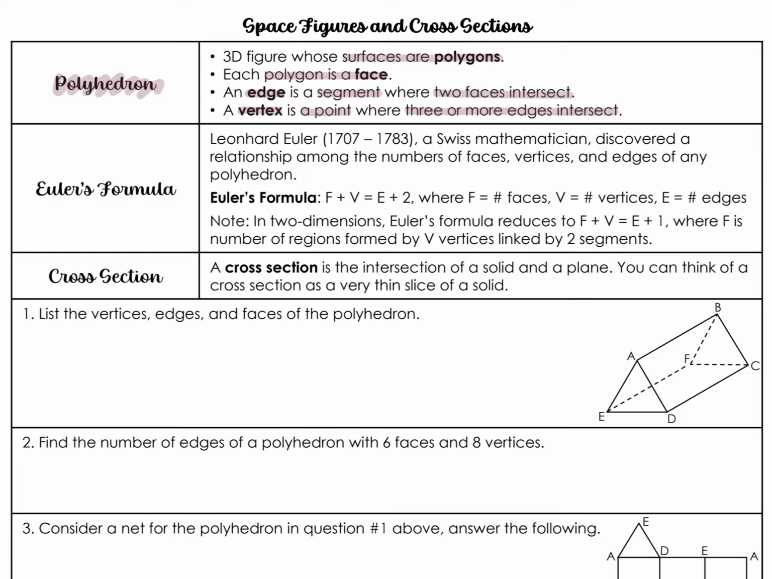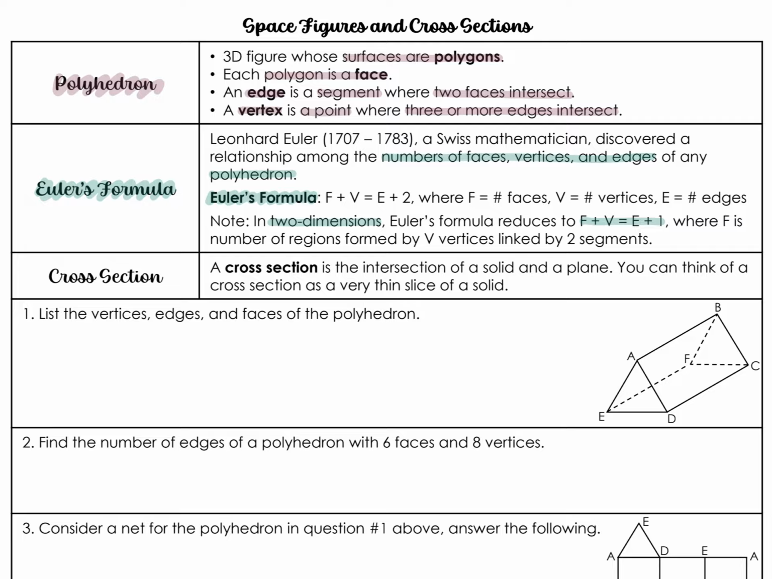Okay, moving into Euler's formula, Euler is a Swiss mathematician who discovered a relationship among the number of faces, vertices, and edges of a polyhedron. Euler's formula is just F plus V equals 2 plus E, where F is your number of faces, V is your number of vertices, and E is your number of edges. There is a little note here that when we start to talk about two dimensions, for example, a net, Euler's formula is going to reduce to F plus V equals E plus 1, where in this case, F is going to be our number of regions formed by V, the vertices linked by two segments.